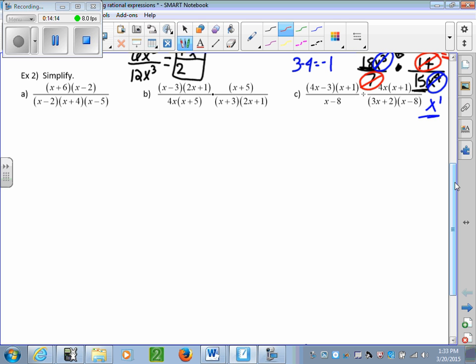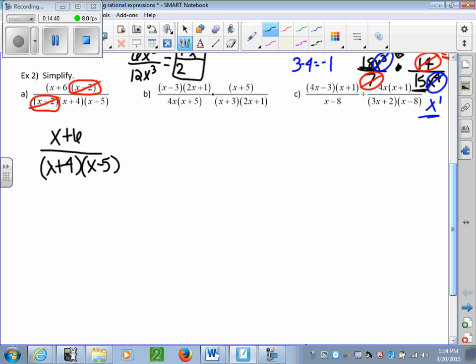So when I'm simplifying fractions, all I'm doing is looking where I have the same factor in the numerator as I do in the denominator. So I see an x minus 2 and an x minus 2. They cancel out to 1. 1 basically means they go away. That leaves me with an x plus 6 in my numerator divided by my x plus 4 times my x minus 5. That's all we're doing there. Okay? So you're just simplifying it as much as you can.